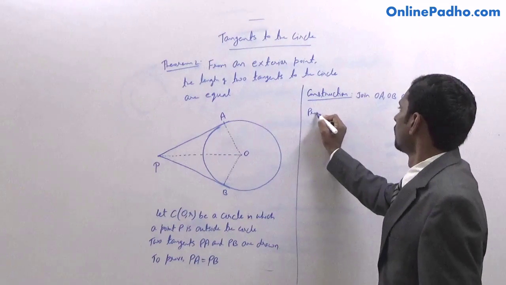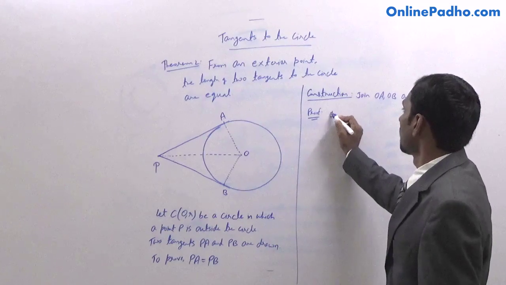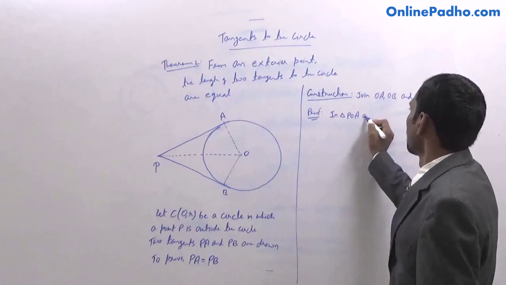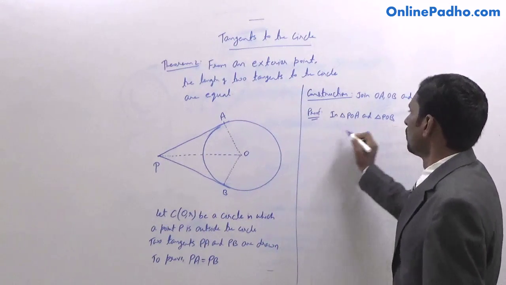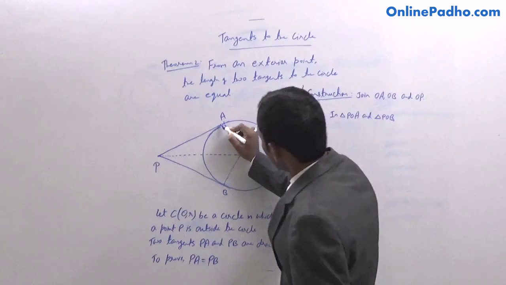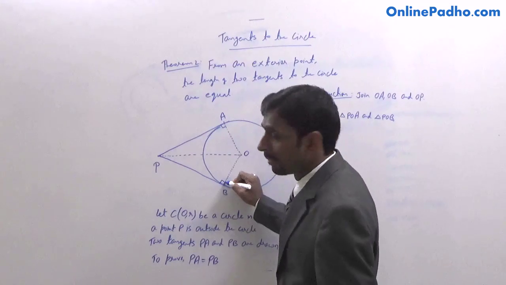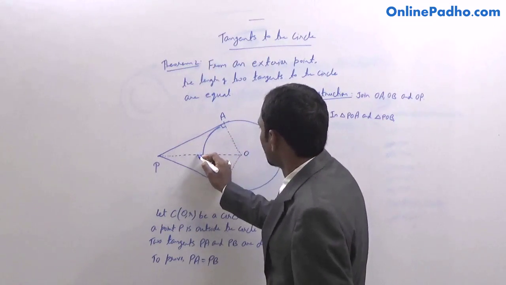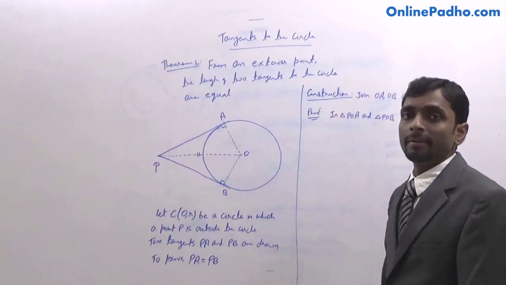Now proof. We need to prove both triangles are congruent. So in triangle POA and triangle POB, in both the triangles, we can say this is perpendicular by property 1, by theorem 1. And in both the right angle triangles, we can say the hypotenuse is the same. This is the common part, right?